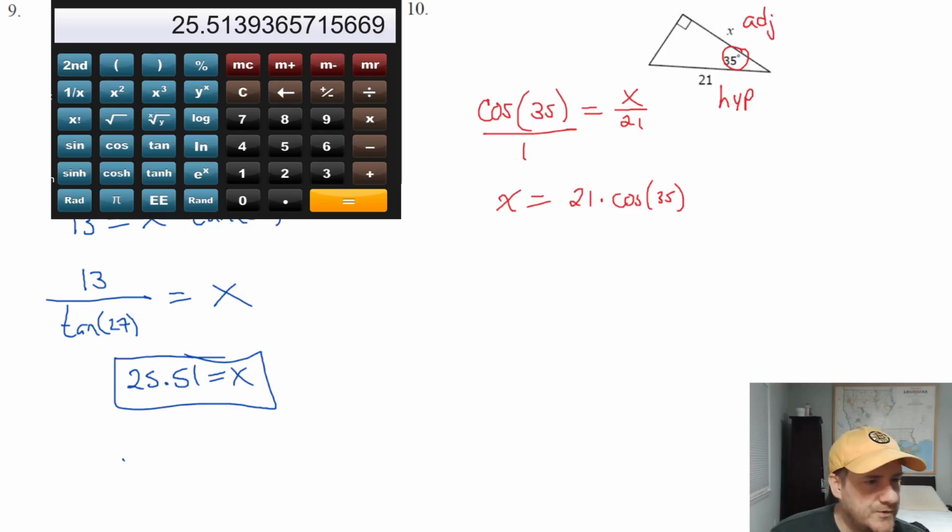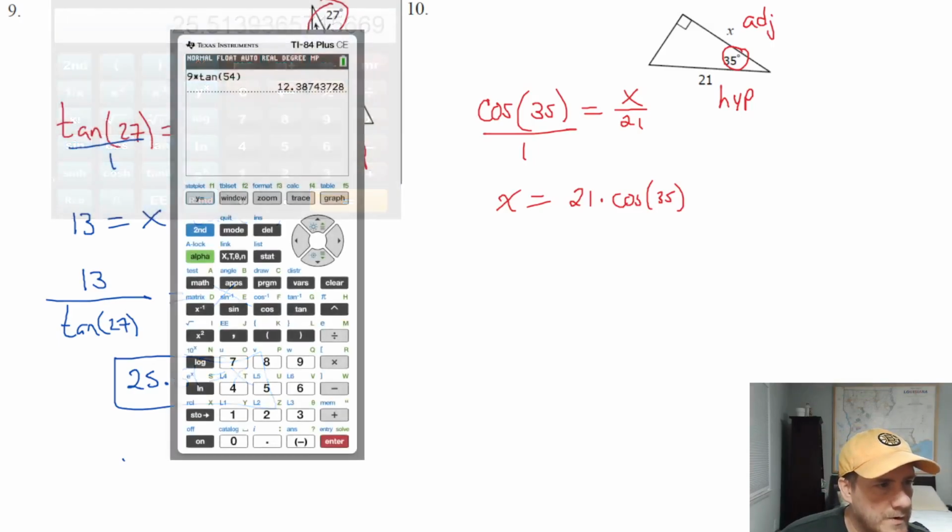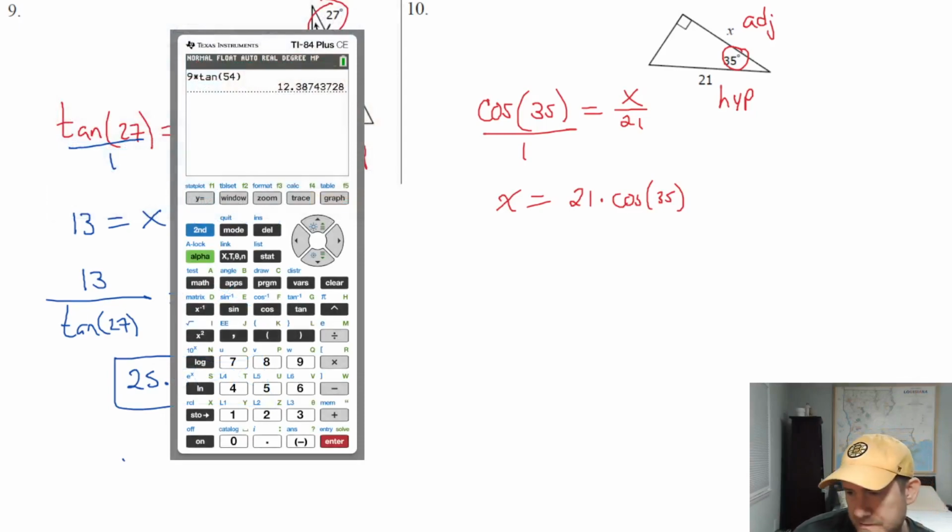And let's switch it up a little. Let's use the other calculator this time. If you have the other calculator, then you can do this problem, no sweat. You literally just type in 21 times cosine 35. And that's it. 17.20 would be the answer.